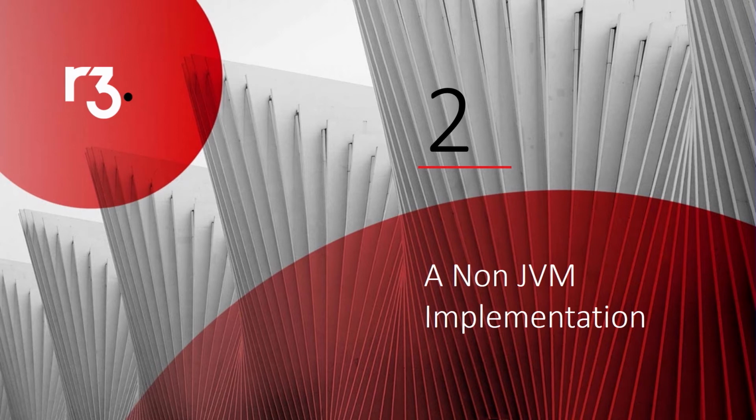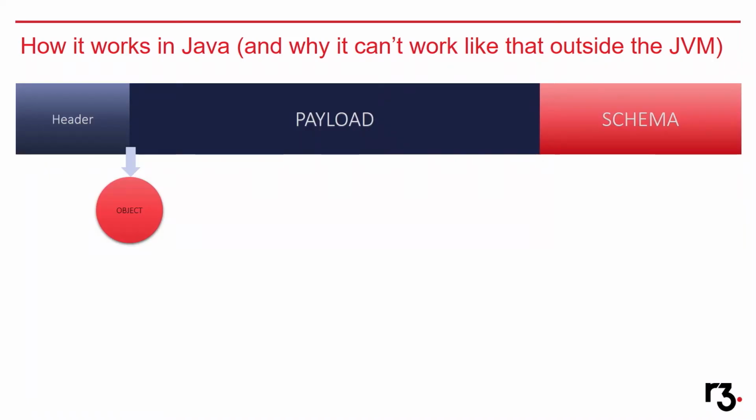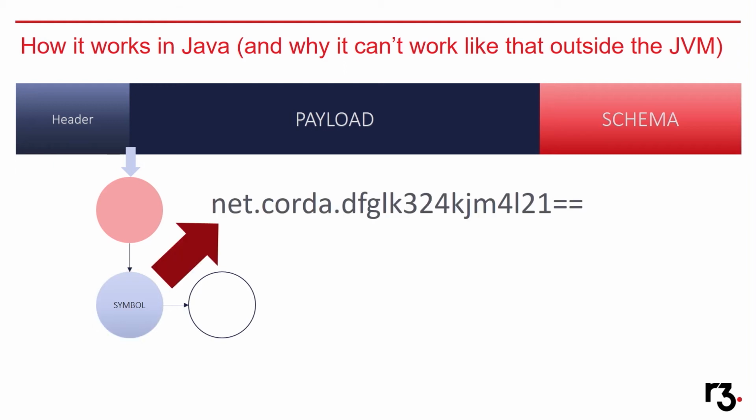Let's look at how we could then use this information to build something outside of the JVM. To do that, let's look at what we do in Java, or in our case Kotlin, and work out why we can't leverage that. So inside the payload, i.e. the actual data, we find an object. Underneath that, we find a symbol. If we actually read the value, what we have is a hash.